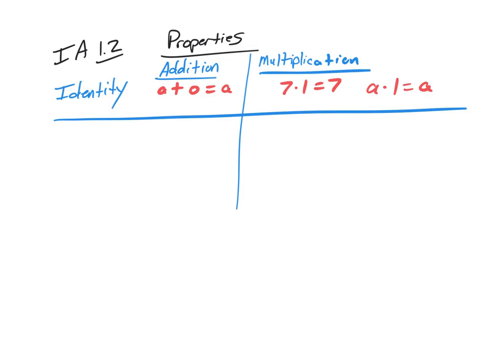Okay, that's the first one. The identity property of addition, the identity property of multiplication. One property, but it has two different parts. One's for addition, one's for multiplication. Okay, the next property.